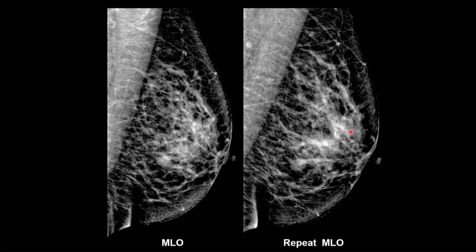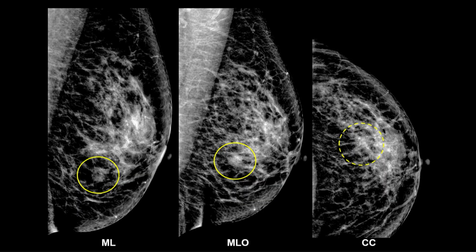Okay, repeat MLO, finding still there. Strongly suggests it's a real finding. Find it on another projection. Here it is on the MLO. If you're not sure it's the same finding, triangulate it. If you have the nipple at the same level on all three views, you should be able to draw somewhat of a straight line in between the finding on all three views like that. I don't know if I have a picture with a line. Oh, look at that. Beautiful. There's the line. And that validates that this dash really should have been a circle.